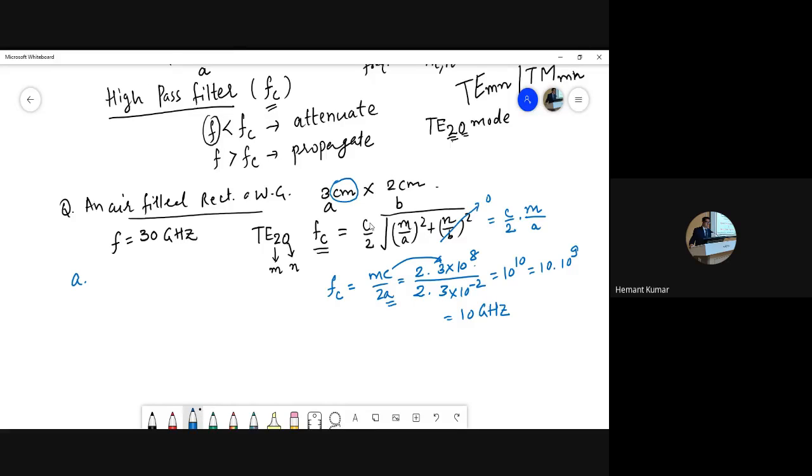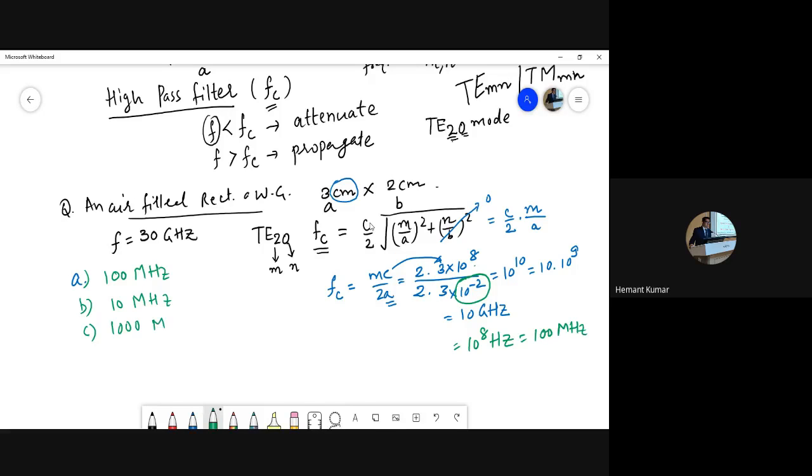In the options you may see other options also. In case you ignore this factor, you will get 10 to power 8 hertz, which is nothing but 100 megahertz. So in the answers you may definitely get this option. So you need to check whether a is given in terms of meter or in terms of centimeter.